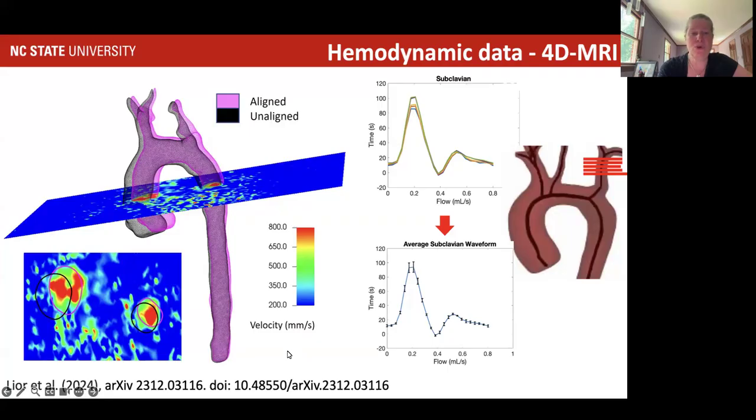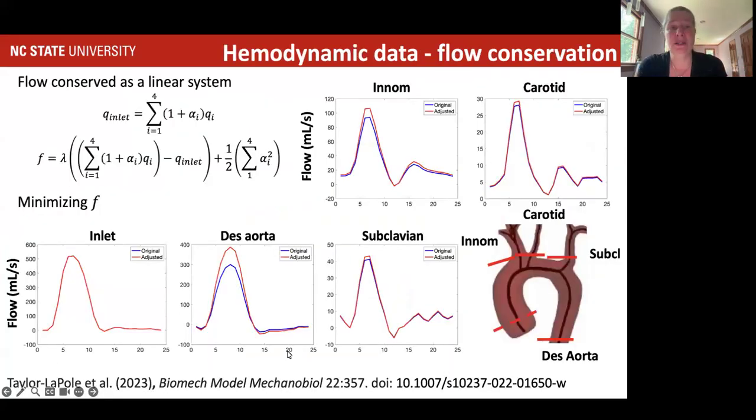Now, an important point when you're doing modeling is that our model assumes that flow is conserved. And if you're not bleeding, flow will be conserved, which means that the flow going in has to equal the flow going out. But if you take the data, that doesn't happen. And that's because a lot of these 4D MRI data have a lot of uncertainty associated with them.